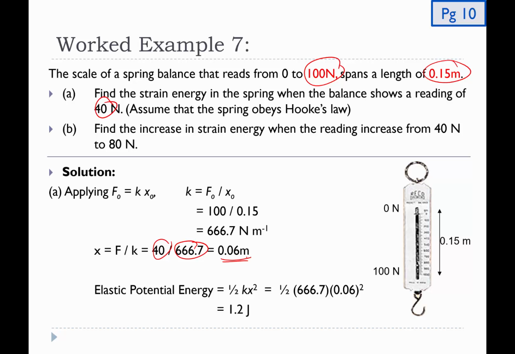At the same time, if you wish, you can also try EPE equals half Fx. So half times F as 40 Newton multiplied by the extension 0.06. You should also get exactly 1.2 joules.